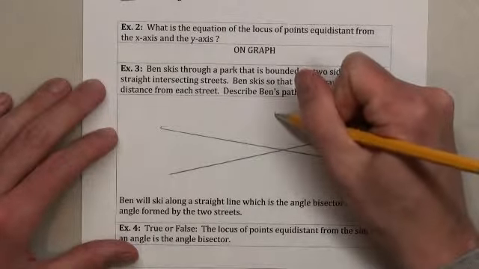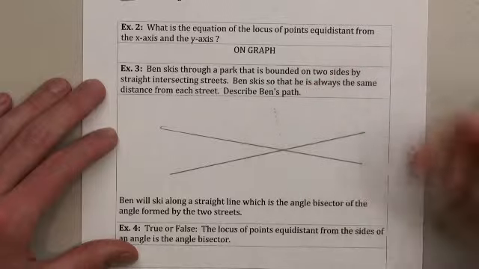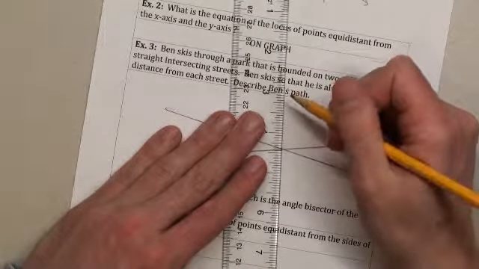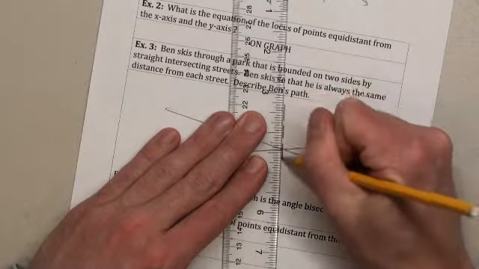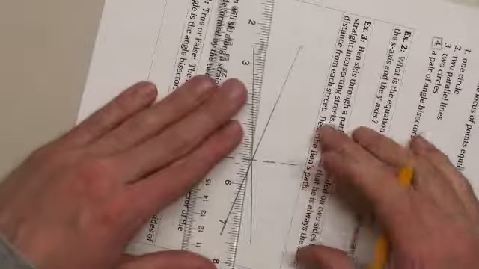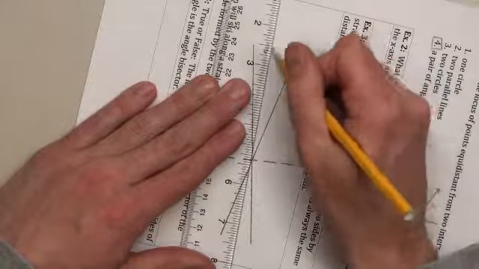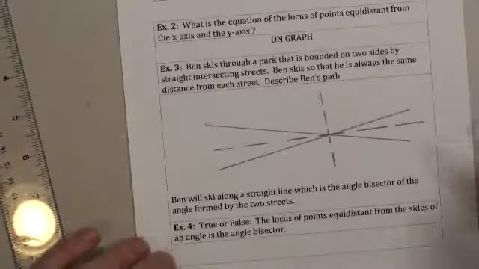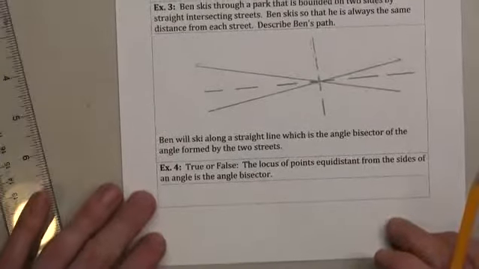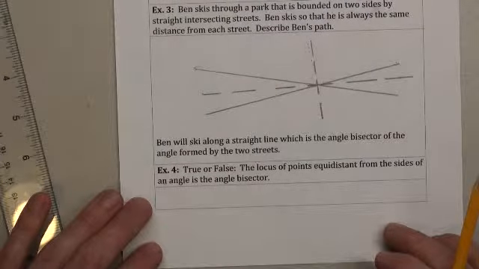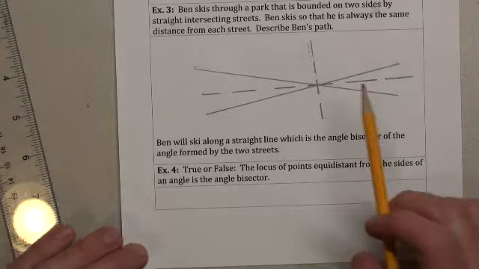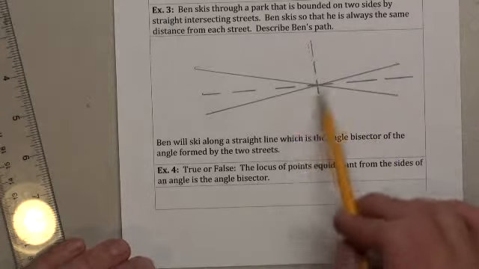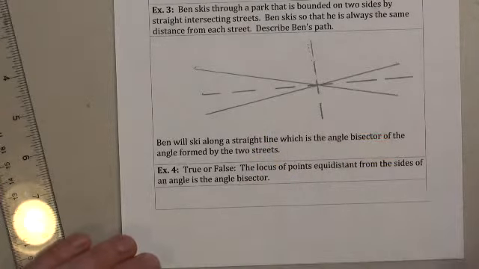So let's say he's skiing like that. He has a few choices. He can be going here, or he could also be going through them this way, right? So Ben will ski along a straight line, which is the angle bisector of the angle formed by the two streets. So depending on which way he's going, he would be on one of these dashed lines.